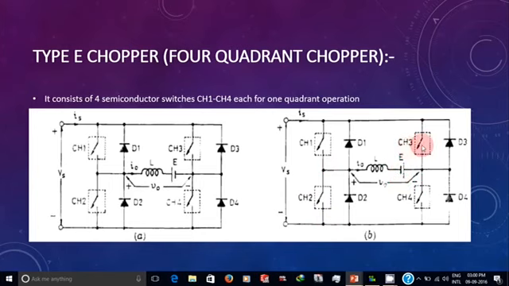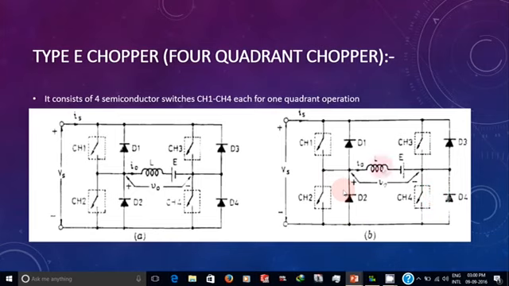For third quadrant operation, CH3 will be operated, CH1 and CH2 will be off, and CH2 is always on. When CH3 is on, current will flow through CH3, E, L, CH2, and the negative terminal. Here the voltage is positive at this side and negative at this side. Hence the output voltage will be negative, and the current is flowing in the anti-clockwise direction. Hence the current is also negative, so it is third quadrant operation. Even when CH3 gets off, the energy stored in the inductor will make the current freewheel through CH2 and D4.